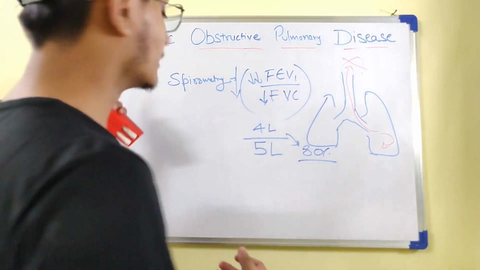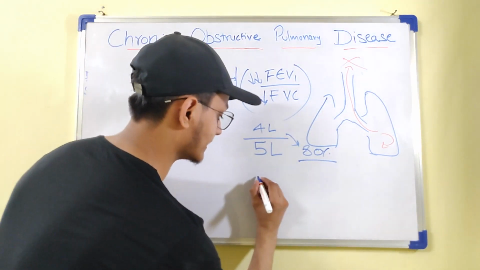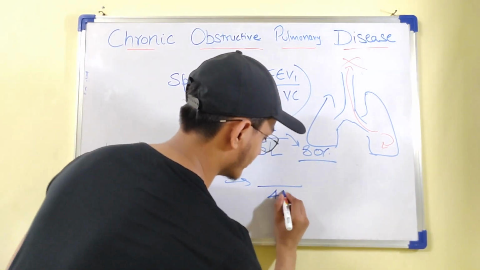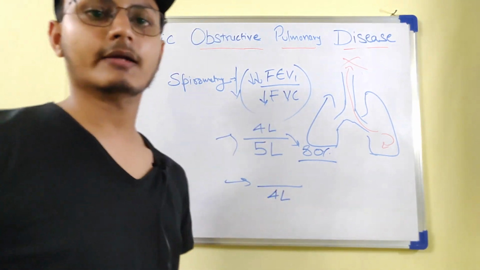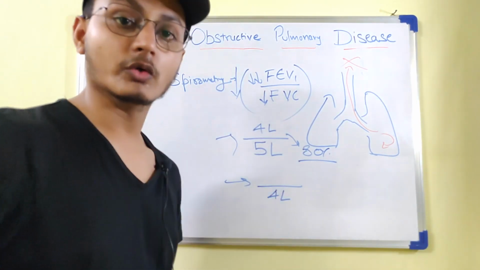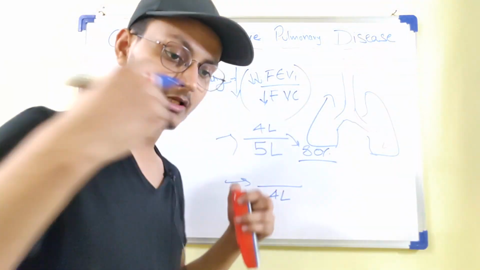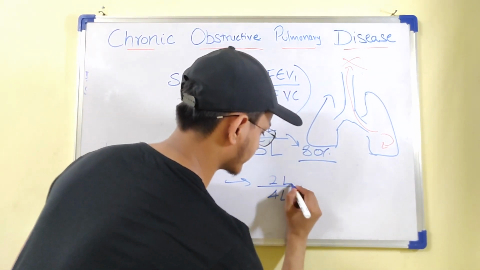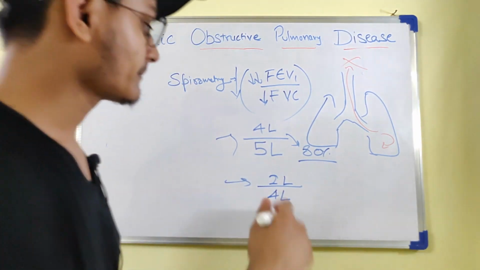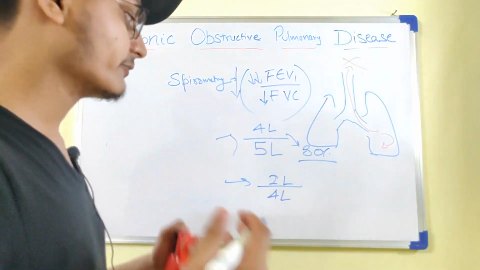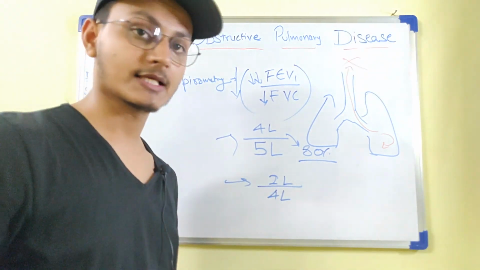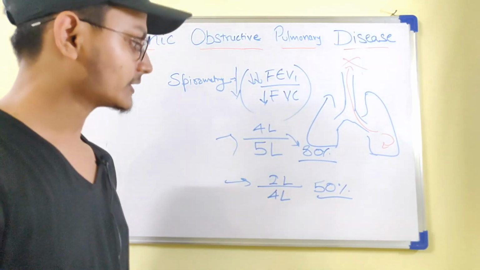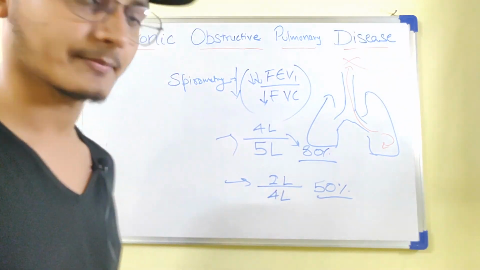But when the person has chronic obstructive pulmonary disease, the forced vital capacity that the person is going to expire forcefully is decreased. So it's about 4 liters, slightly decreased. And the forced expiratory volume in 1 second has also decreased drastically, by about 2 liters. So here you can see the forced expiratory volume in 1 second is about 50% of the total air that you are going to expire, so that makes it 50% of the total forced vital capacity.